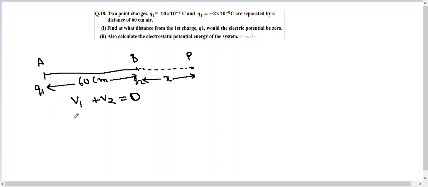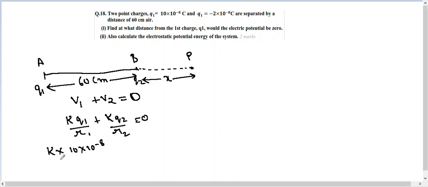So what's the formula of potential? It is equal to KQ by R. So KQ1 by R1 plus KQ2 by R2 is equal to 0. Let's put in the specific values. KQ1 is equal to 10 into 10 to the power of minus 8. R1, that is the distance of Q1 to point P, is equal to 60 plus x. And K into minus 2 into 10 to the power of minus 8 upon the distance x. It is equal to 0.